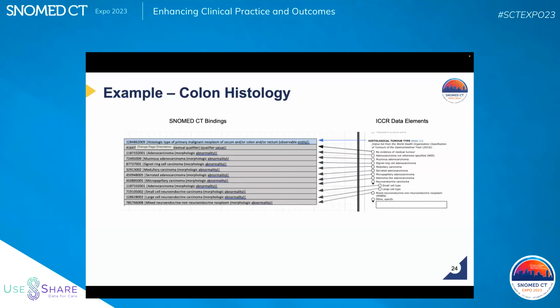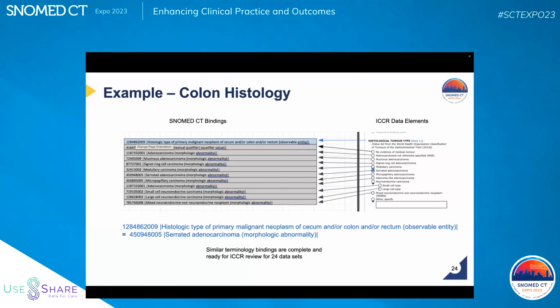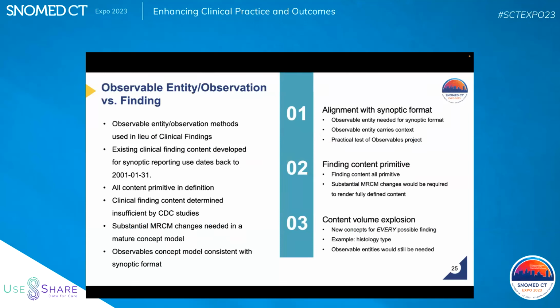Okay. So basically, what you have here is a terminology binding to the ICCR form. And ultimately, if this was a rare adenocarcinoma, then we have a paired value: the histologic type of the primary malignant neoplasm of the colorectum is a serrated adenocarcinoma. Full stop. So there are bindings like this for at least 24 of the ICCR data sets as we speak, and I'll get into how we're going to share that with folks. Okay. Any questions from anyone?